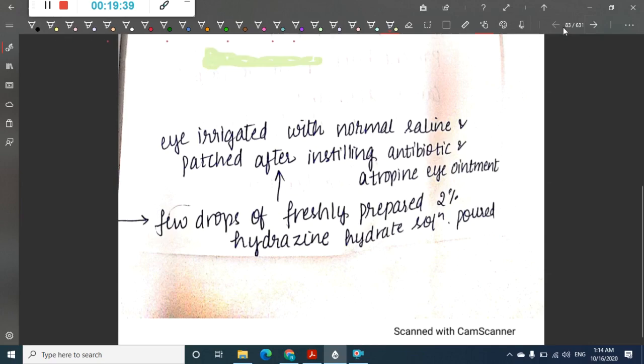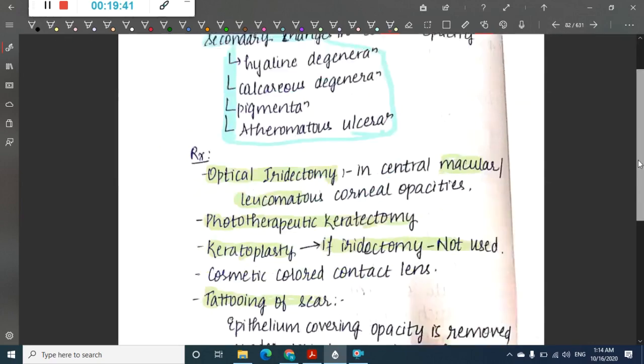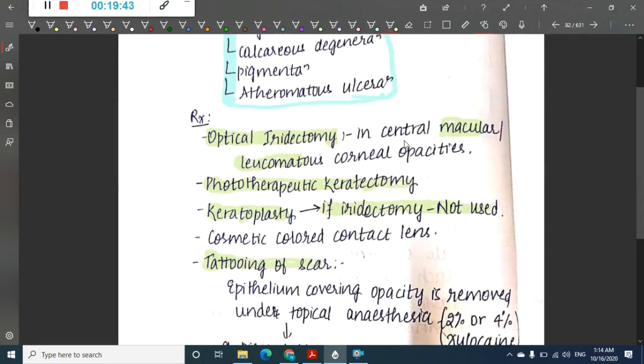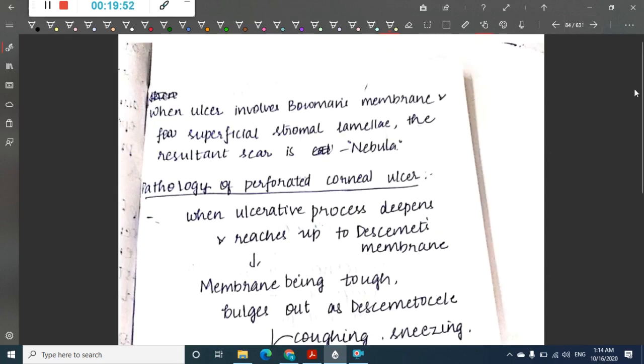Now the main important procedure that we do is optical iridectomy. If it is not possible, then we go to keratoplasty. Even phototherapeutic keratectomy is also done sometimes. Then now we have done the opacities. Now let us learn a few points about corneal ulcer.